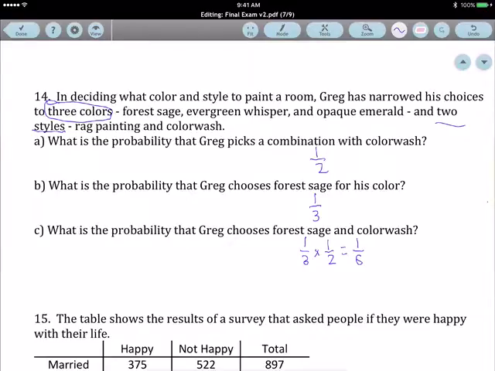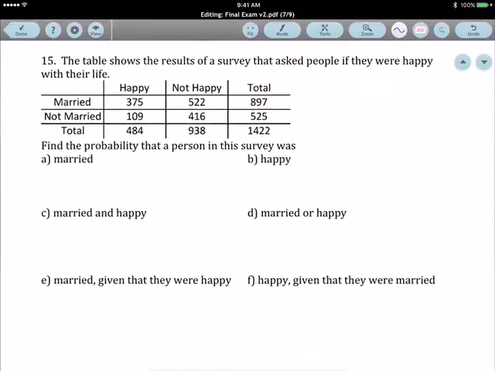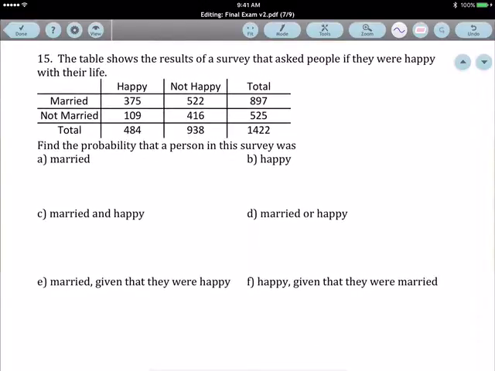All right. Next is a type of problem that a lot of people think they understand, but then they end up getting the problems on the exam wrong. So I want to make sure we go over one of these table probability problems. Here it says, this table shows the results of a survey that asked people if they were happy with their life. There's a row for people who are married, a row for people who are not married, and then a column for people who are happy or people who are not happy.